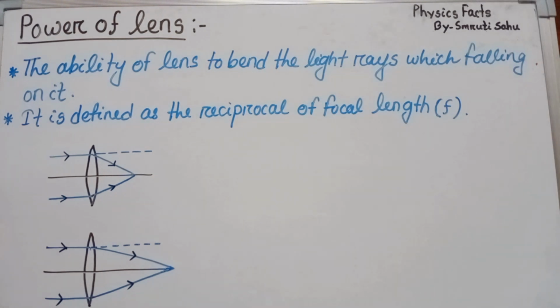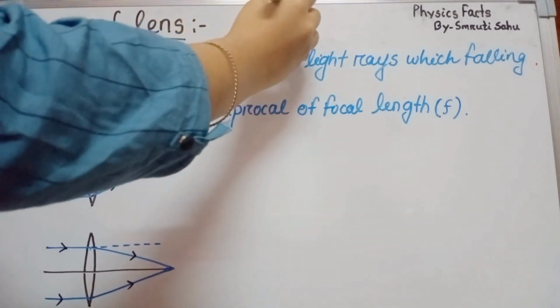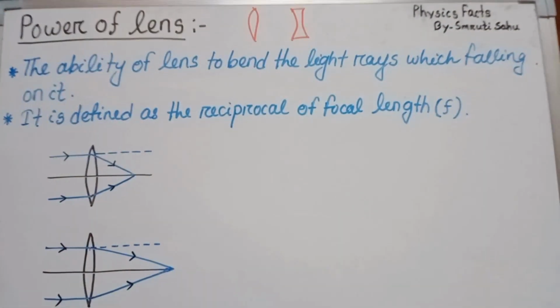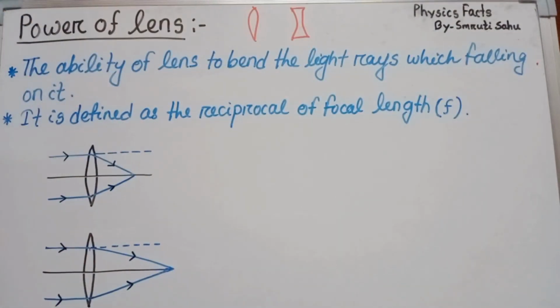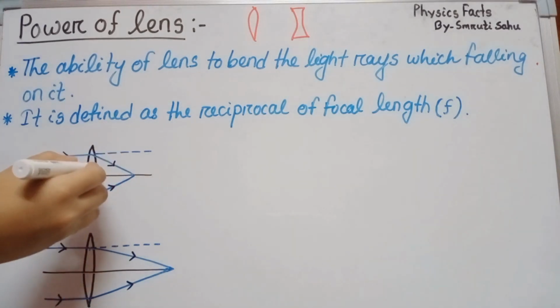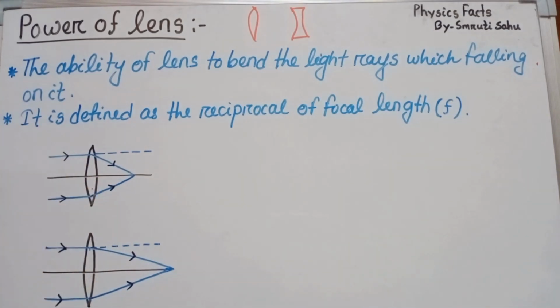Power of a lens. The ability of a lens to bend the light ray which is falling on it. We know that, student, if an incident ray falls on a convex lens, it converges, and if an incident ray falls on a concave lens, it diverges. So, the ability of the lens to bend the light ray is known as the power of the lens.